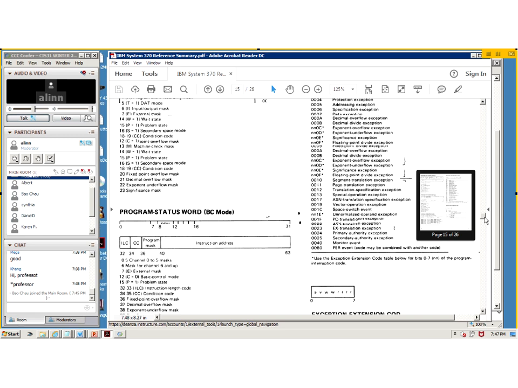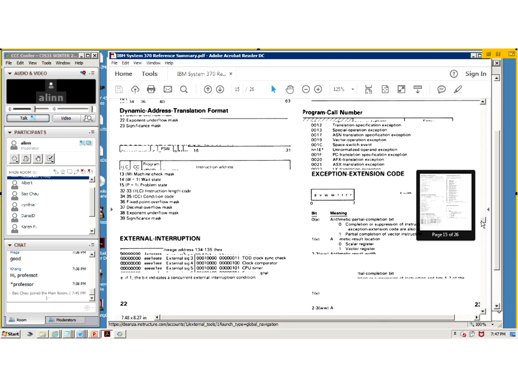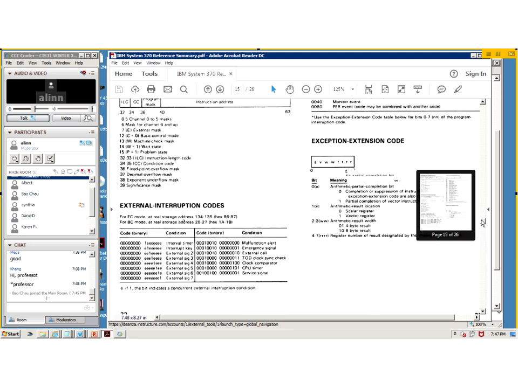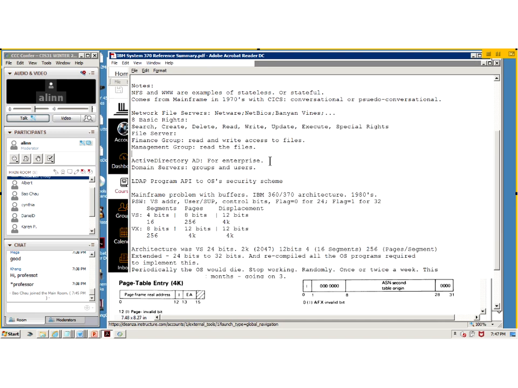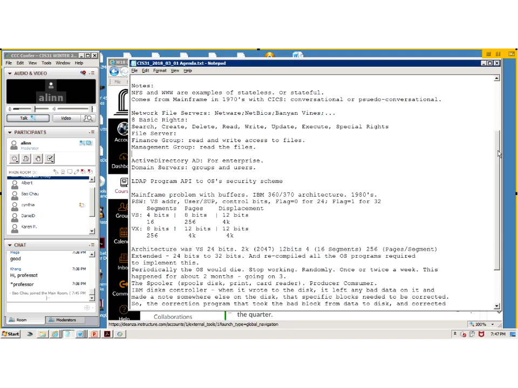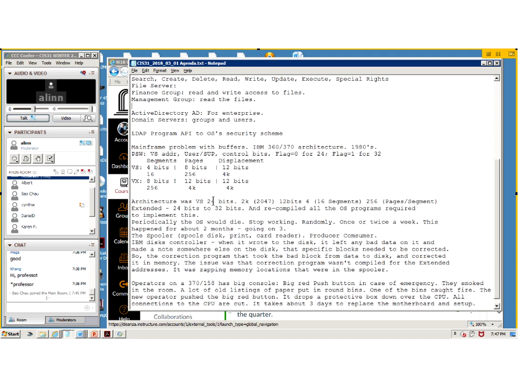So some of this stuff we talked about. Here's a program status, a PSW word, and they're in different modes. Basic core mode versus extended mode. All right, and then there were the various interrupt codes that could happen. Okay. So with that in mind, let's talk about this. So the architecture was 24 bits.